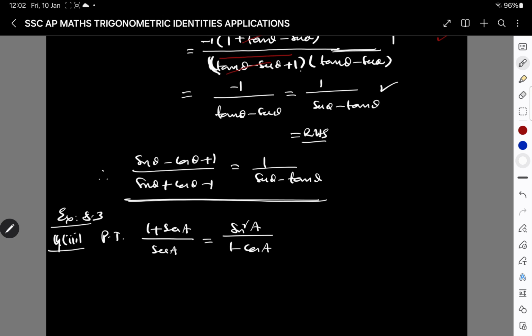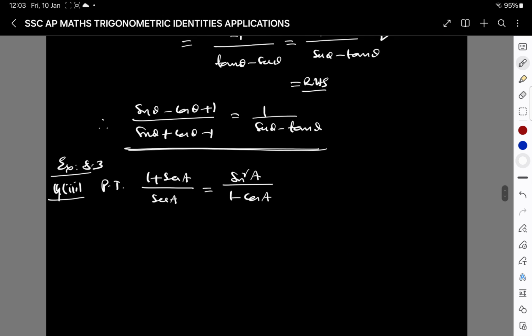A hint is given here: prove LHS and RHS separately. Right, a hint is given. Even without the hint, you can prove it, but generally while doing these sums, case 1 is prove LHS is equal to RHS. Sometimes it is easy to prove RHS is equal to LHS.